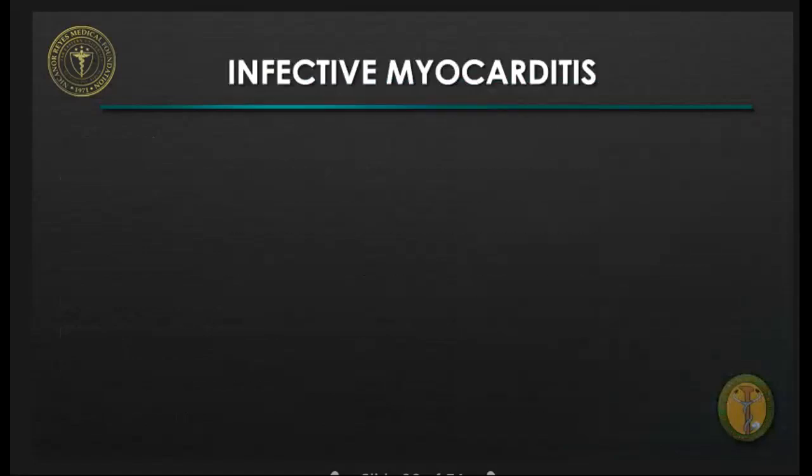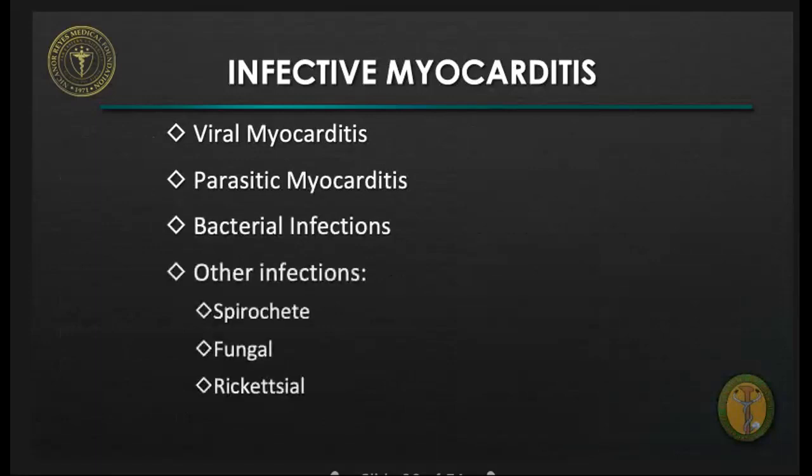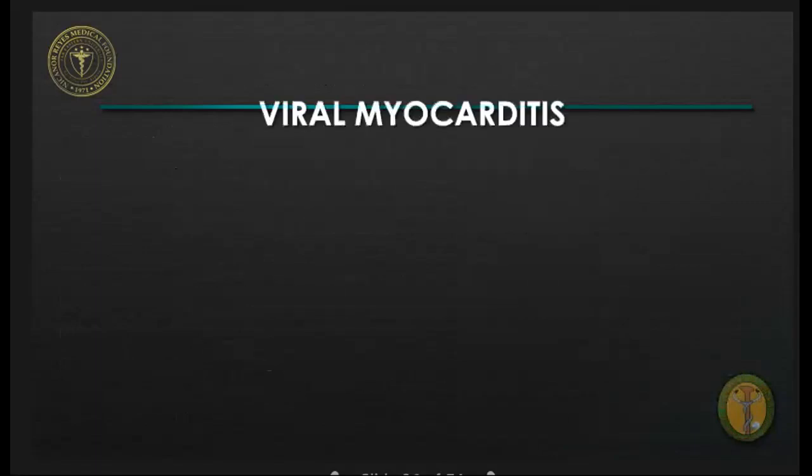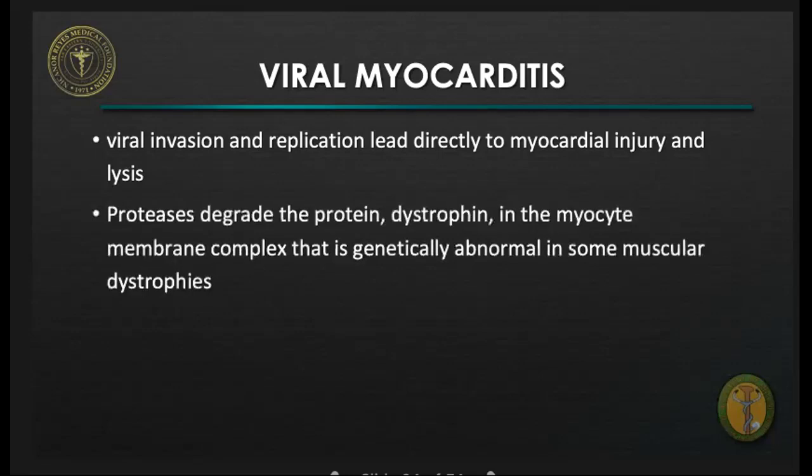Myocarditis can be secondary to infectious causes such as viral myocarditis, parasitic myocarditis, bacterial infections, and other infections caused by spirochetes, fungal, and rickettsial infections. So the pathophysiology is, after viruses enter the circulation through the respiratory or gastrointestinal tract, they can infect other organs possessing specific receptors. So these will now cause viral invasion and replication that will lead to myocardial injury and lysis.